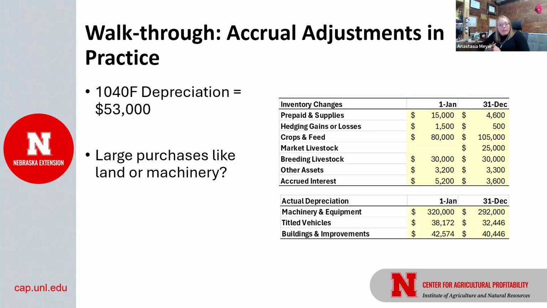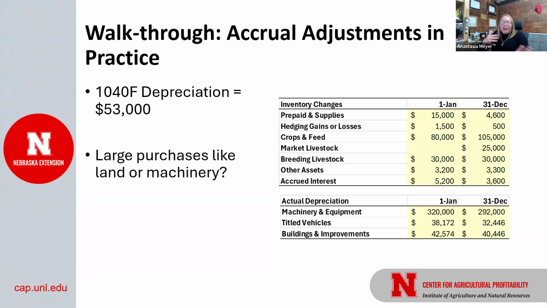The Schedule F said that the depreciation on there was $53,000, and then we had our prepaid supplies, crops, feed, livestock, breeding livestock, other assets, interest, all of that, and then we actually had our depreciation for our machinery, equipment, titled vehicles, and any buildings and improvements. You can see how they change from January 1 to December 31st.